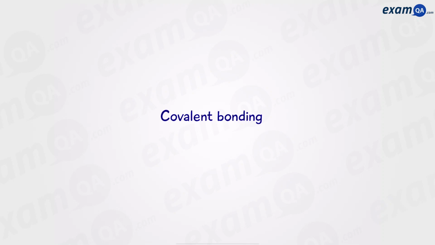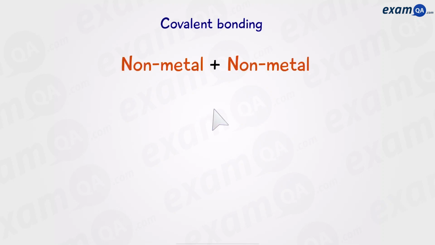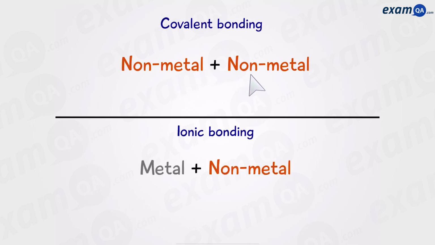Covalent bonding. Covalent bonding is a type of bonding that occurs between two or more non-metals. This is different to ionic bonding, which requires a metal and a non-metal.